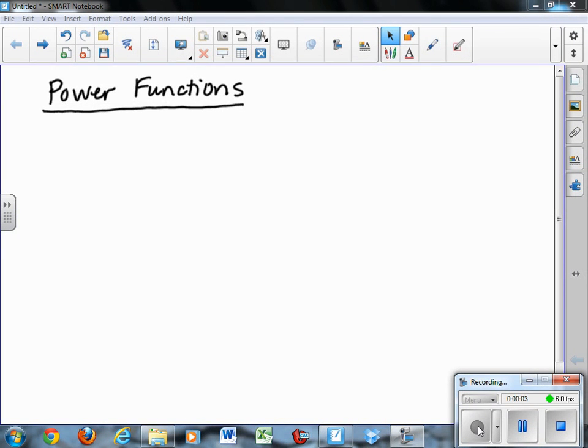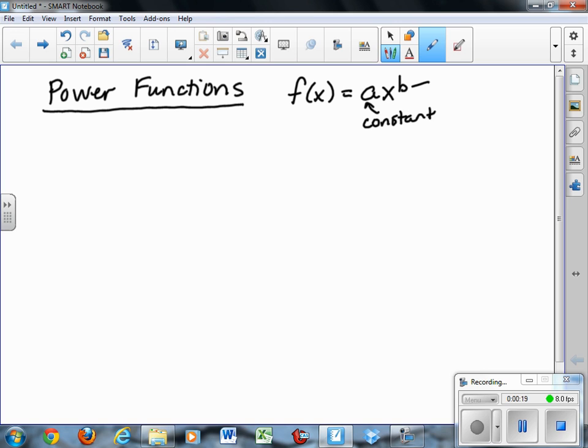What is a power function? A power function is any function that can be written in this form. F of x equals ax to the b, where a is a constant and b is any exponent.